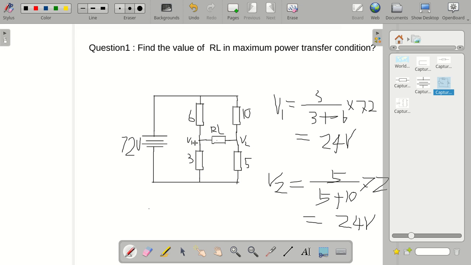So you can see that there is no voltage difference across this resistance RL. So actually no current will flow through this resistance. So the Thevenin voltage should be 0 volt.